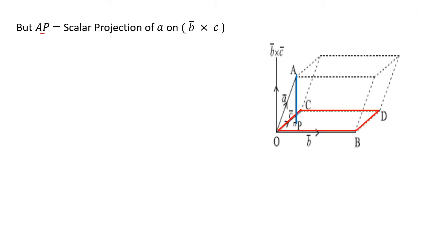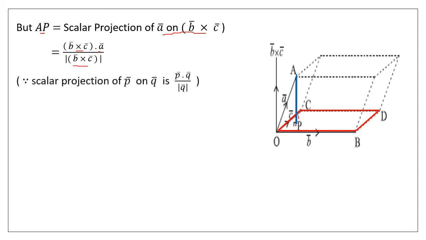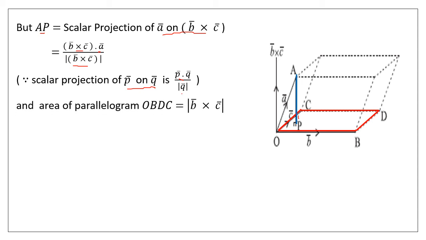AP equals the scalar projection of A bar on B bar cross C bar. See, A bar on B bar cross C bar. By using the formula, we have B bar cross C bar dot A bar upon mod of B bar cross C bar. As we know, the scalar projection of P bar on Q bar is P bar dot Q bar upon mod of Q bar. And the area of parallelogram OBDC equals mod of B bar cross C bar.